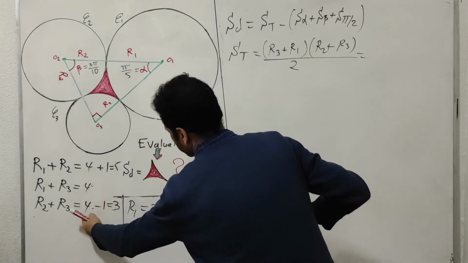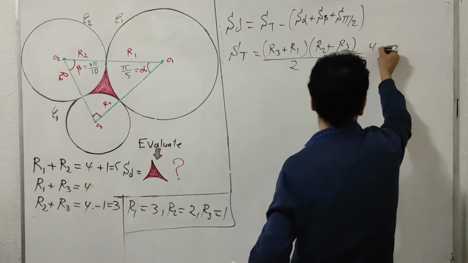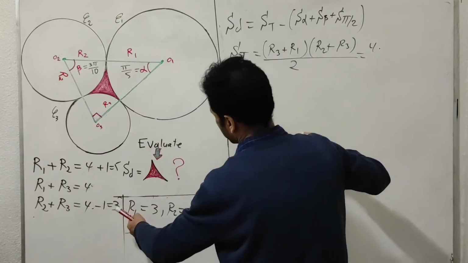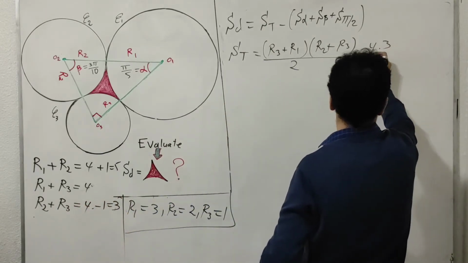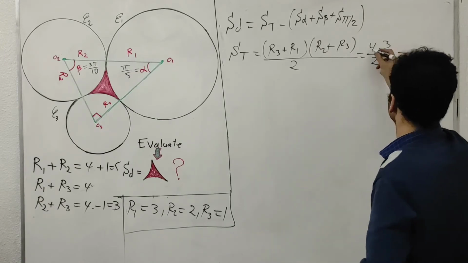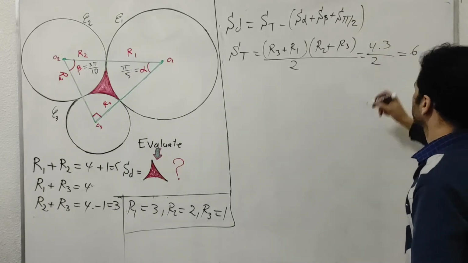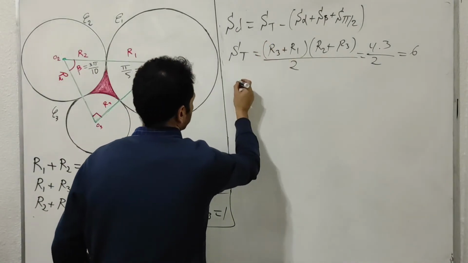Okay, by replacing these terms with their values, I will get R3 plus R1, which is 4, multiplied by R2 plus R3, which is 3, divided by 2. Okay, this is giving me 12 divided by 2, which is 6. So let's move on to the area S alpha.